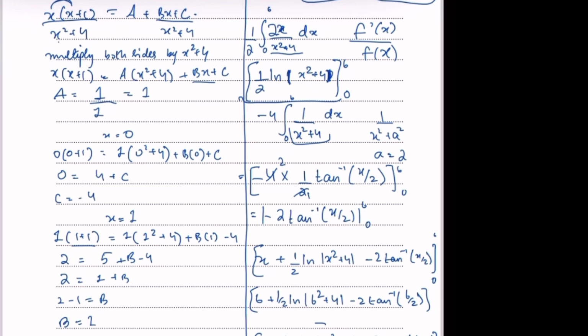Okay, and this is the final answer of question number 5. It's 6 minus 2 tan inverse of 3 plus ln 10 raised to power half.